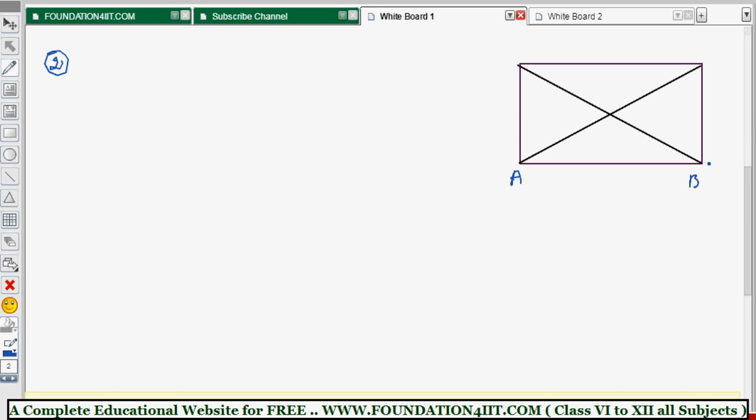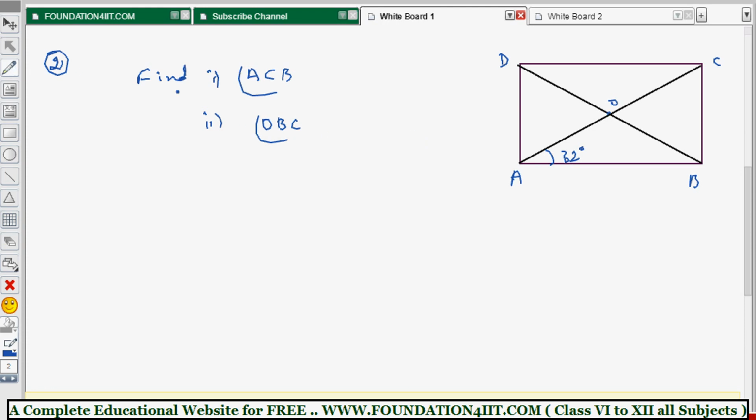ABCD is a rectangle and diagonals are intersected. Angle OAB is 32 degrees. Then, from the adjoining figure, find angle ACB. ACB we need to find out, and angle OBC. These two angles we need to find out.